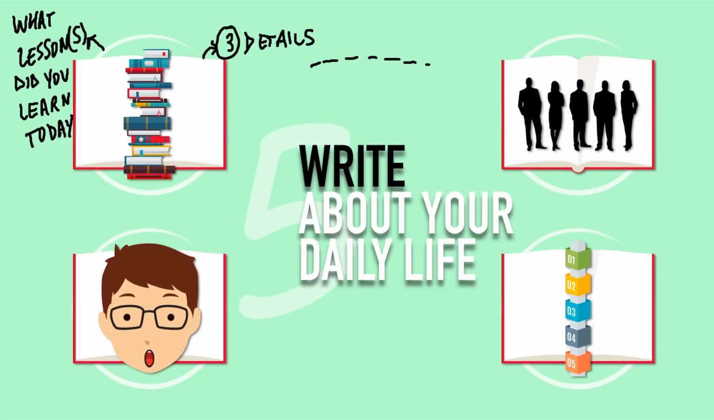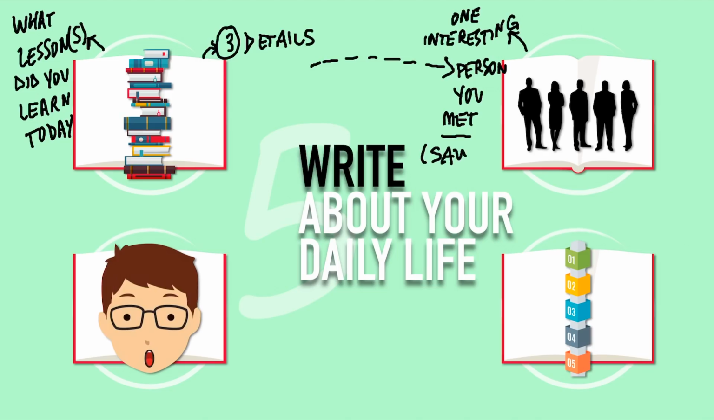And the next thing you want to write about is, let's put an arrow, one interesting person you met. Now, if you don't meet anyone, you can also say someone you saw or read about. Maybe you saw them online or read about them online. It's better if it's someone you met, but it can also be someone you read about.